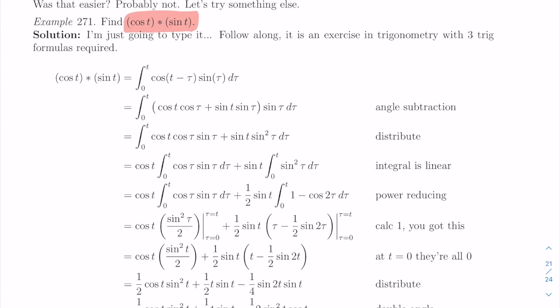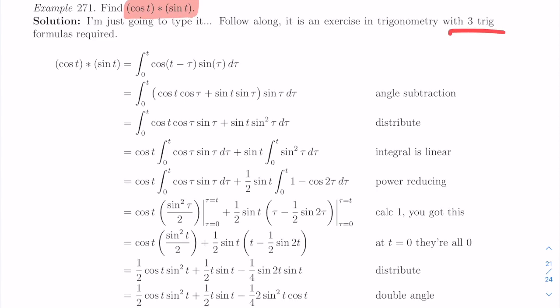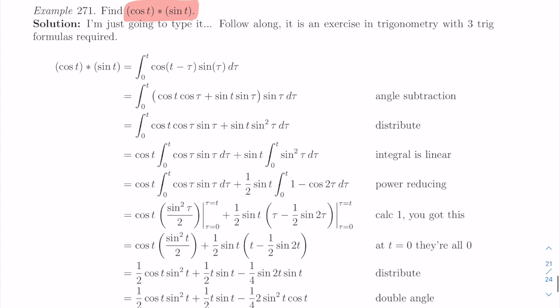So what about cos t and sine t if I take the convolution? You can totally do this, but it does require 3 different trig formulas. So let me just walk through it here. Cos t star sine t is the integral of cos(t minus tau) sine tau d tau, and I did all of this in taus. First thing, use the angle addition formula. So that's cos t cos tau, the sign changes, plus sine t sine tau, and then that thing just stays the same.